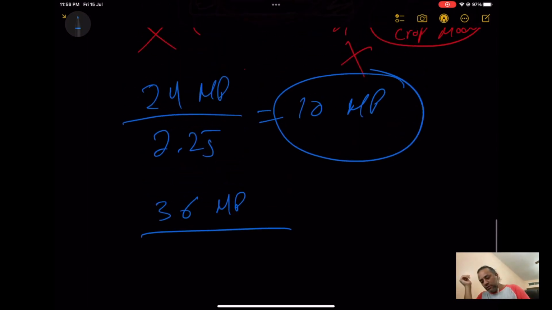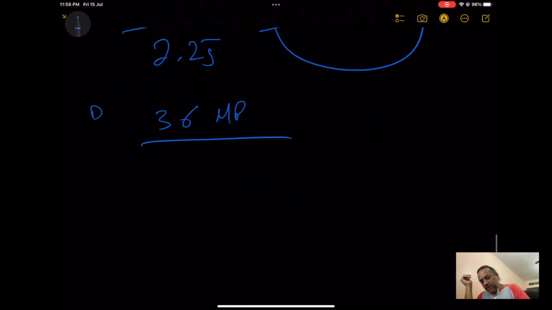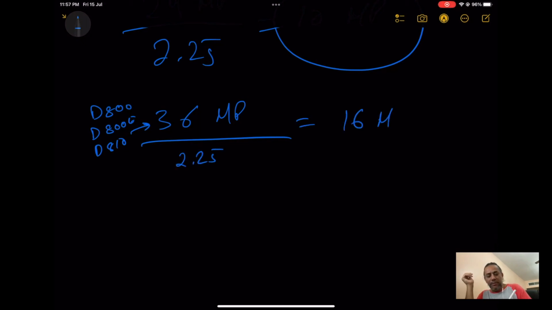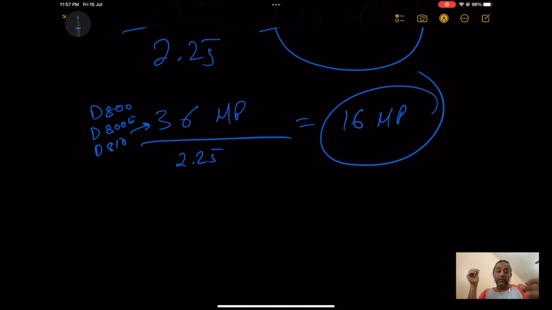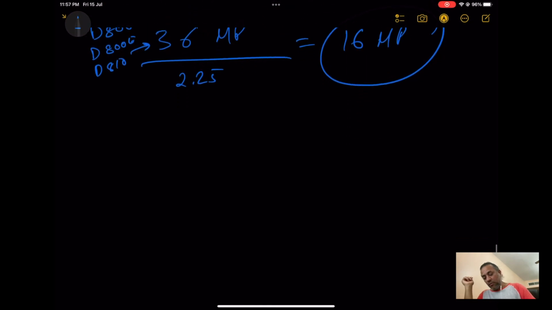Now imagine you are having a 36 megapixel camera, which is D800, D800E, or D810. These are all 36 megapixels, so divided by 2.25, which will give 16 megapixel in crop mode. You will get 16 megapixel in crop mode. So far so good. Now move forward.